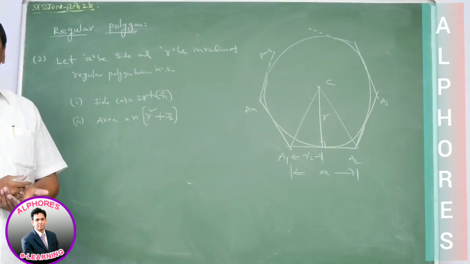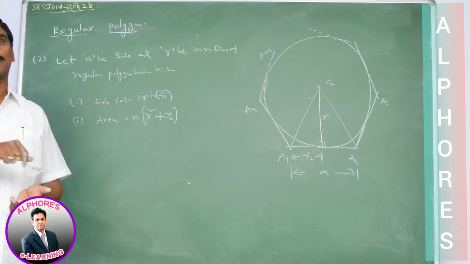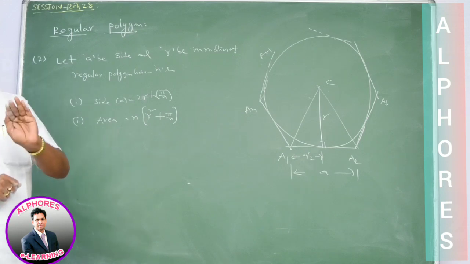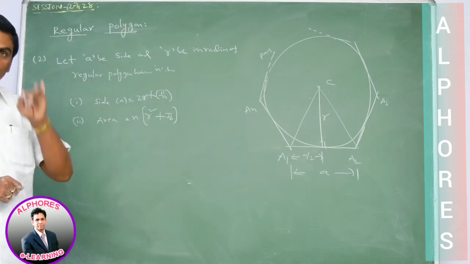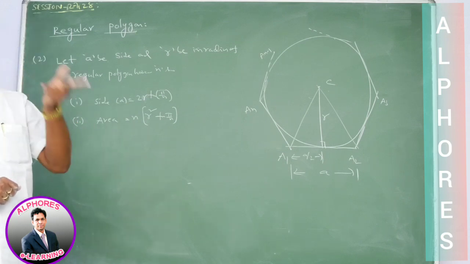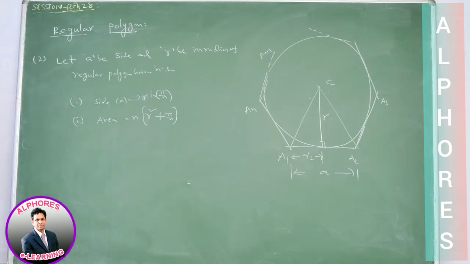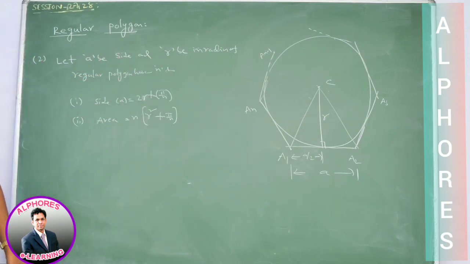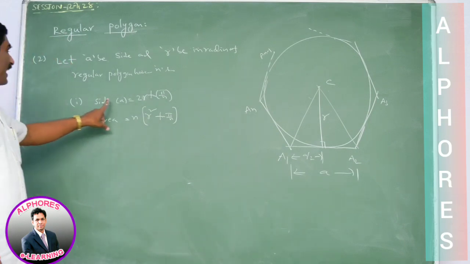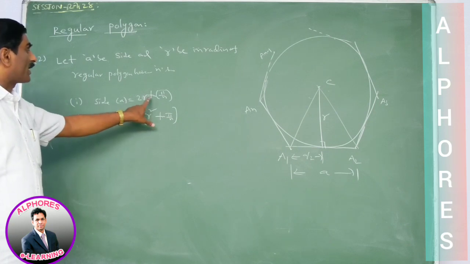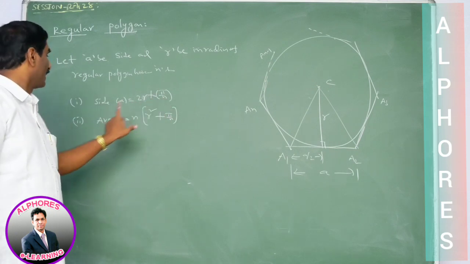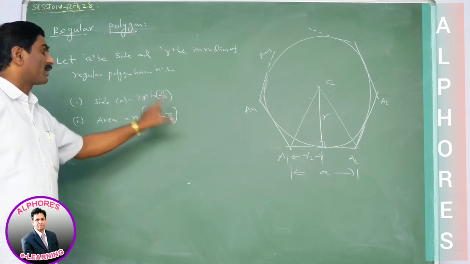For the same regular polygon, the relation between the side and the inradius. In the previous case we discussed the side of the regular polygon and the circumradius of the regular polygon, capital R. In this case we find the relation between small a and small r, the inradius of the regular polygon. Next, second point. Let a be the side and r be the inradius of the regular polygon having n sides. Then side a is equal to 2 into small r into tan pi by n. Area is equal to n into small r square into tan pi by n.